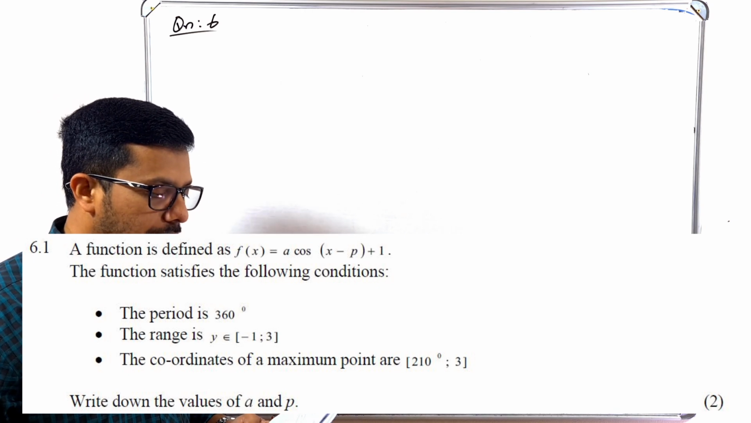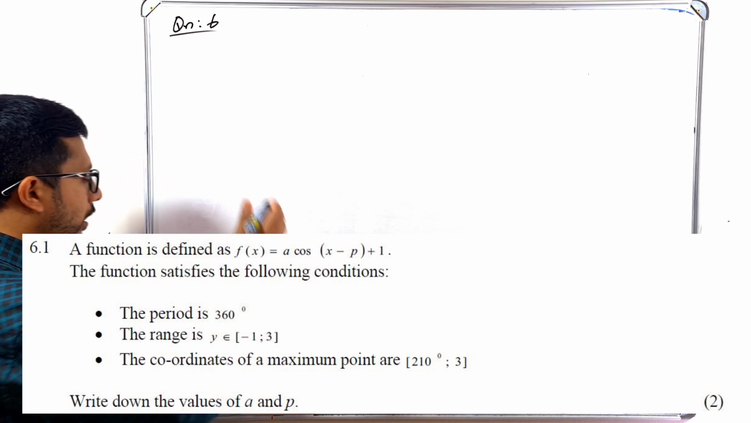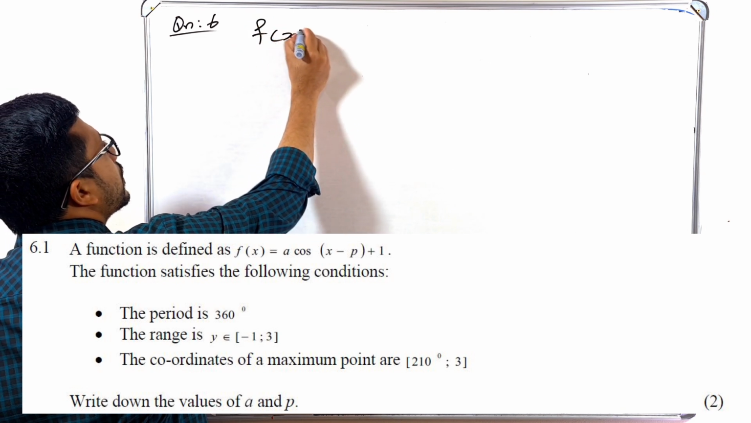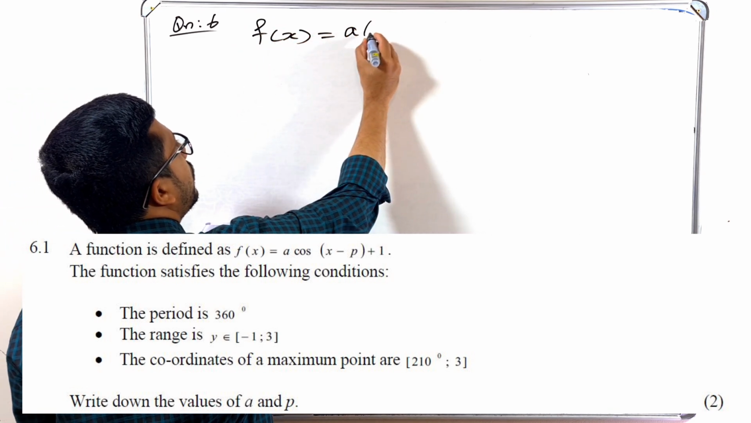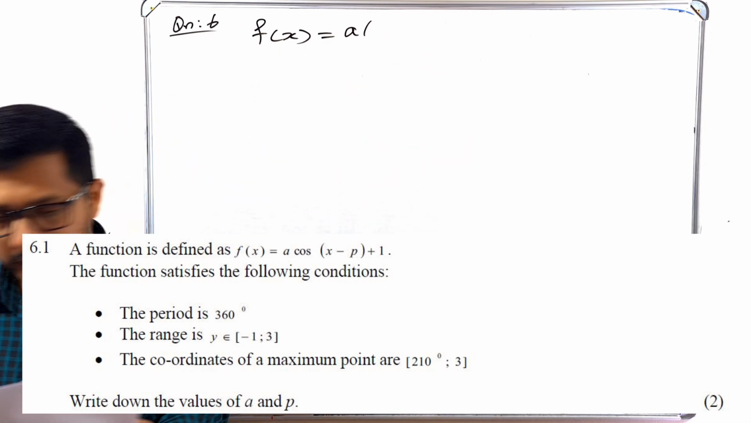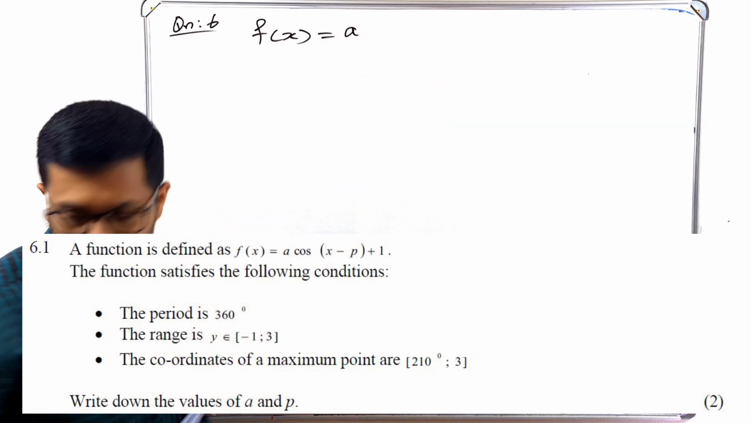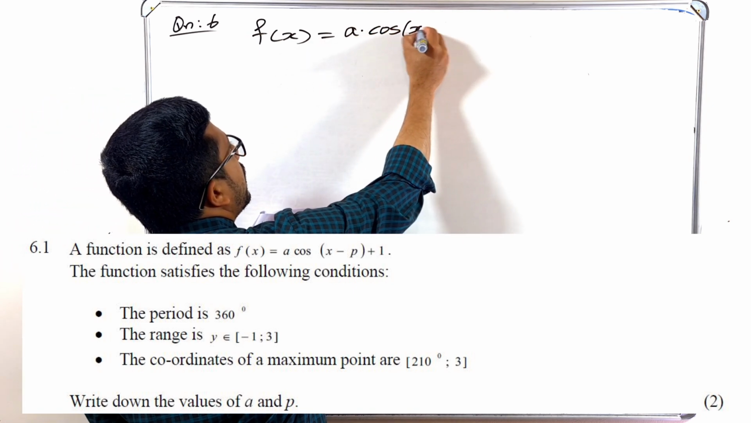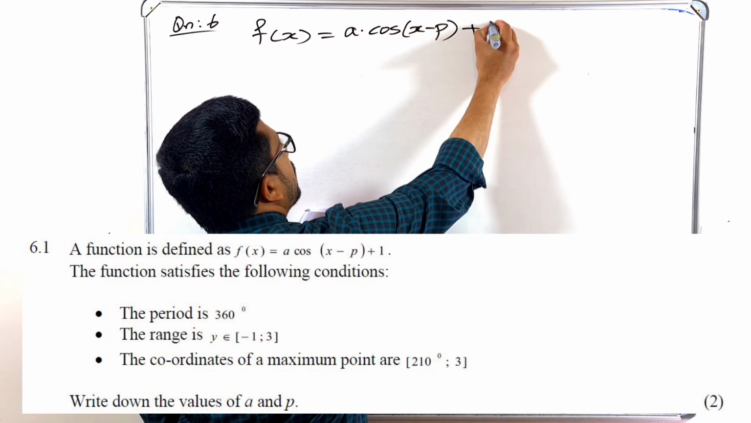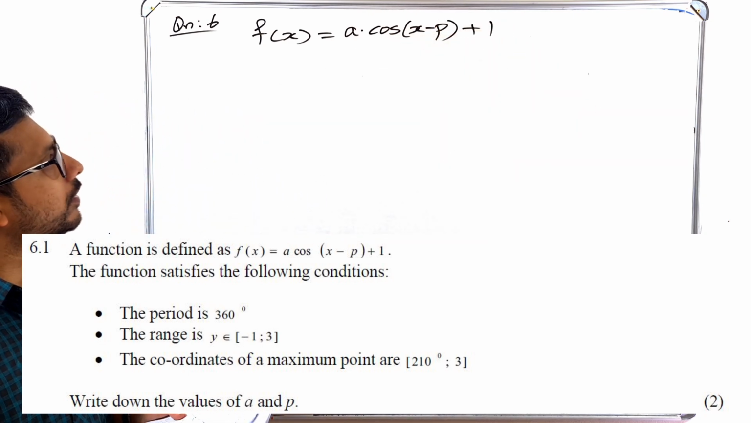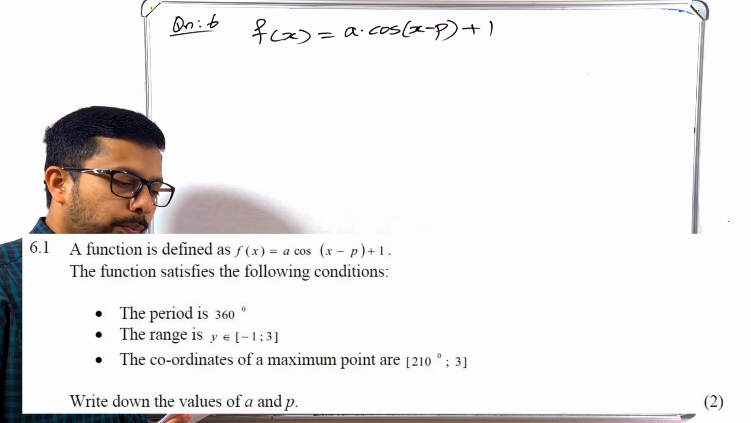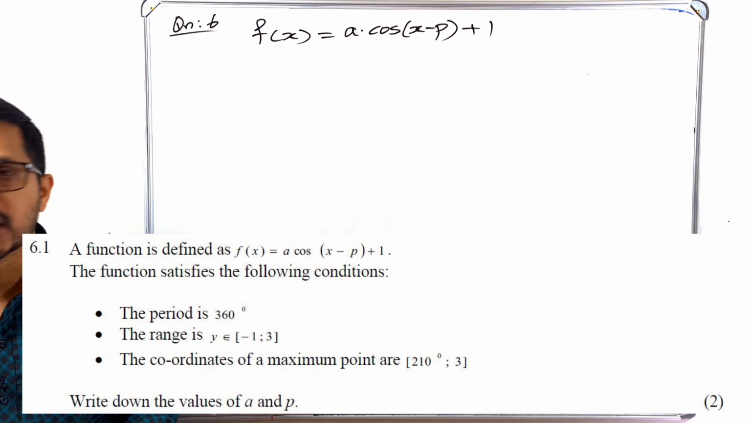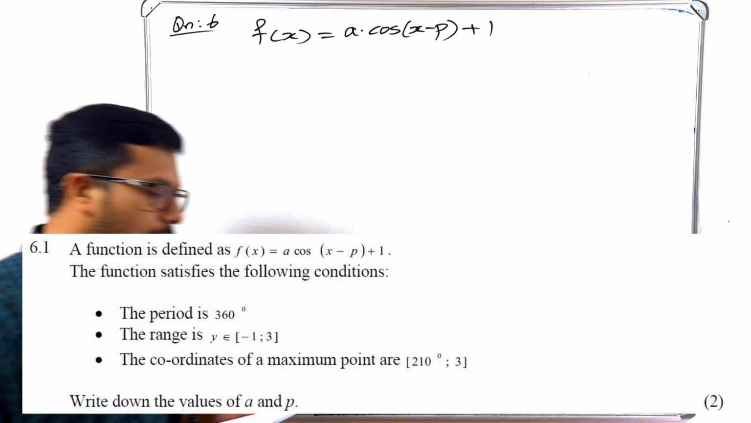A function is defined as f of x is equal to a into cos x minus p, plus 1. So there is a function defined like this. The function satisfies the following conditions. They are saying that this function satisfies the following conditions.